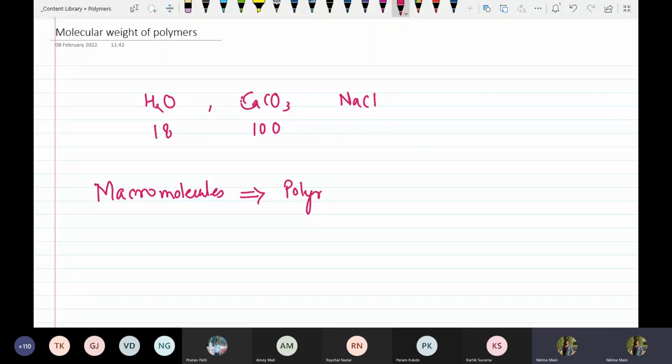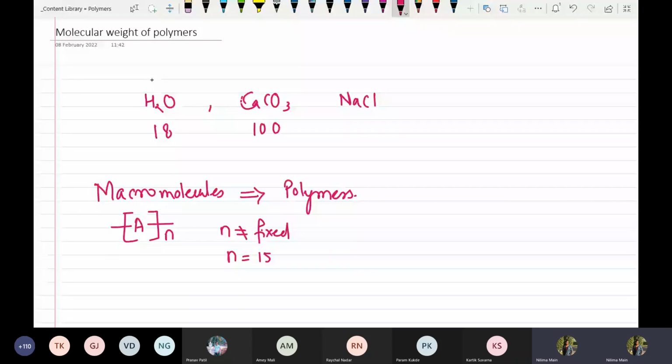Because in them, the small n that we write outside the bracket will never be fixed. It will never be fixed. It will always be a range. Let's say, for example, I'm writing here 15 to 20.